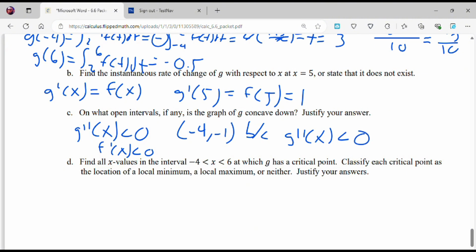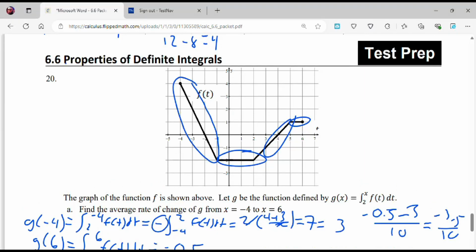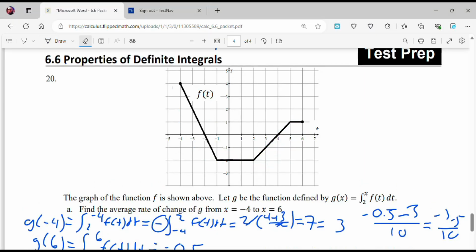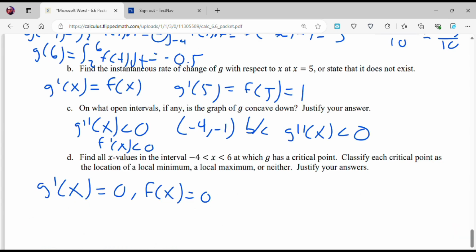Find all x values in the interval -4 to +6 at which g has a critical point, and then classify each critical point as min, max, or neither. So a critical point occurs when g prime of x equals 0, which means f of x equals 0. So when does our graph have zeros? Right here and right here. So -2 and I believe that was 4. Yeah, 4.